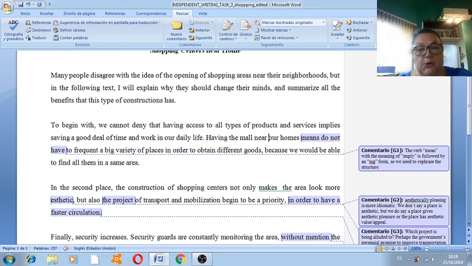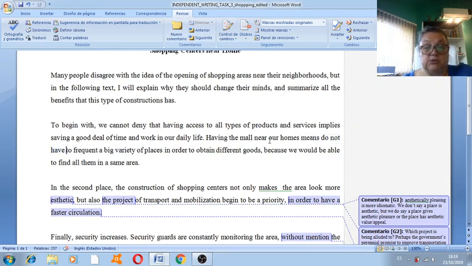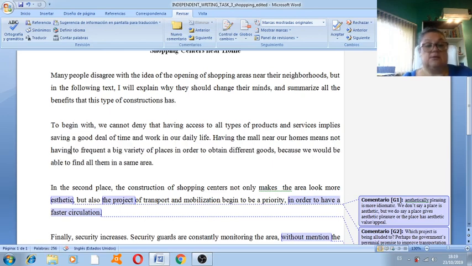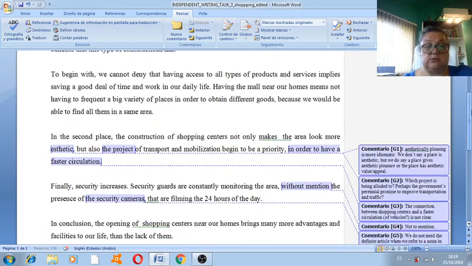"Having the mall near our homes means do not have": well, this is a serious structural mistake. The verb "mean," with this meaning in which you're using it, to say "imply," is followed by an -ing form of the verb. And because it is negative, the -ing has to be preceded by the word "not." So again, we have to rephrase the entire structure, and we've got to say, "having the mall near our homes means not having to frequent," and then the sentence goes on.